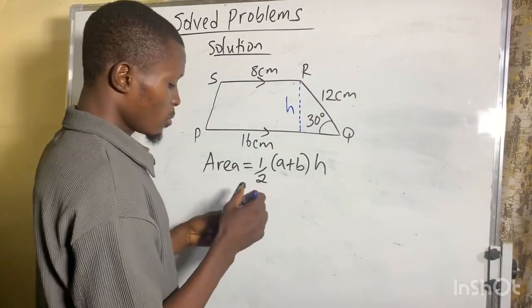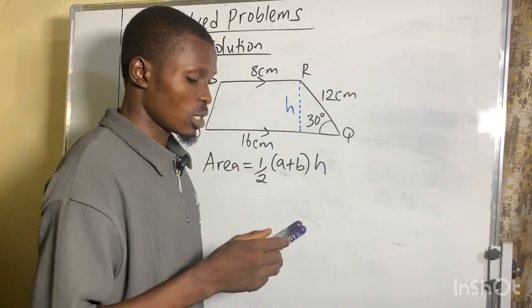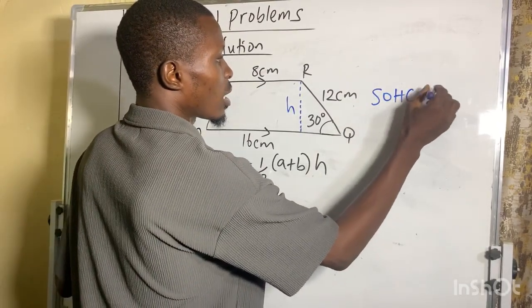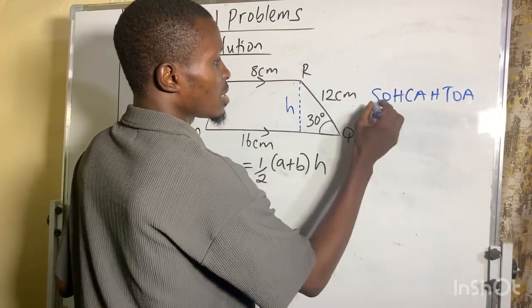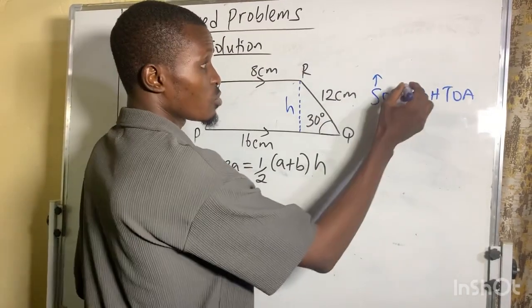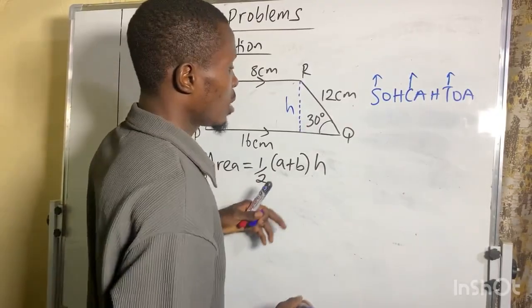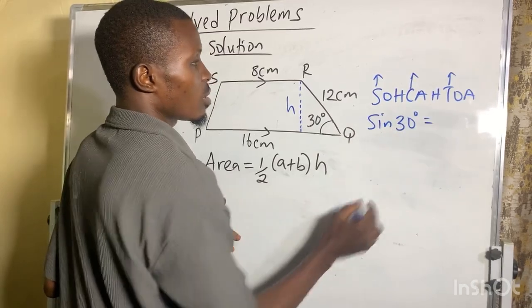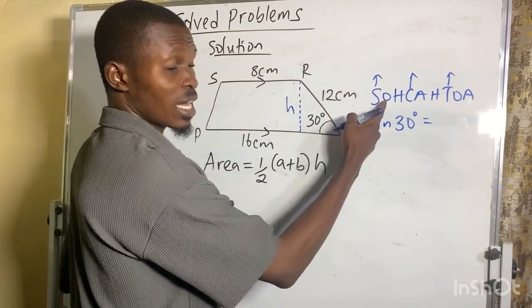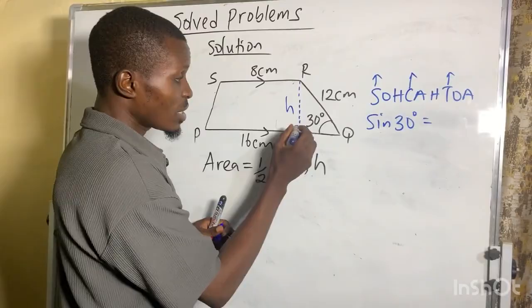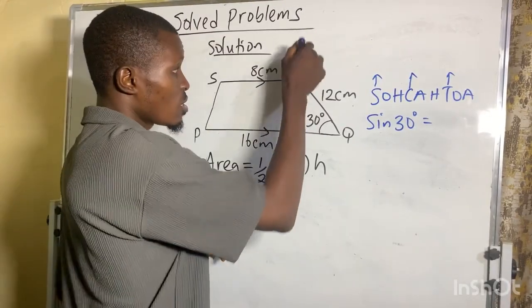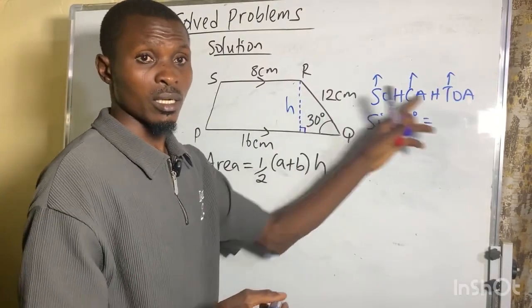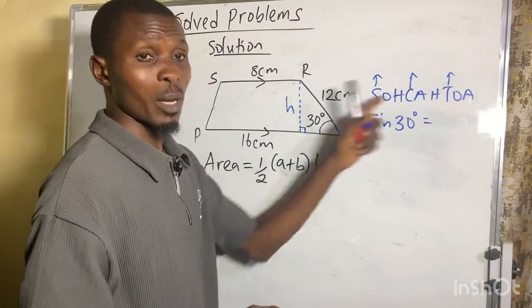Now, recall, there's an acronym we use to represent our trig ratios, which is SOH CAH TOA. This S is for sine ratio, C for cos, and T for tan. Sine of the angle, by this acronym, is given by the opposite side over the hypotenuse. Remember, this is a right angle triangle because the height is a perpendicular height. So you can apply the trig ratios here.